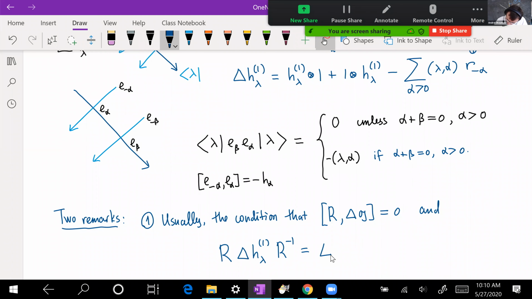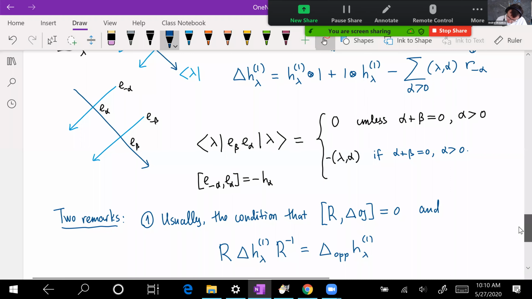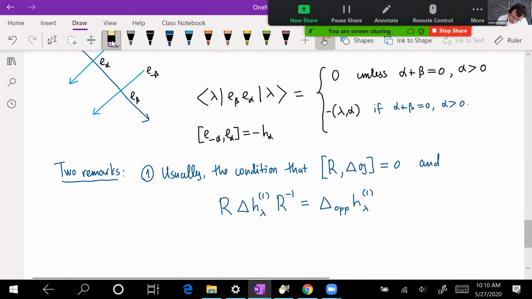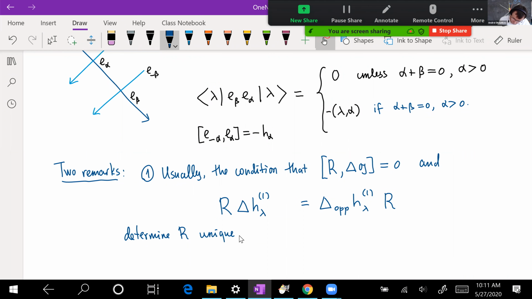So this would be the opposite coproduct, and the opposite coproduct is where you exchange alpha and minus alpha here. These are both linear equations on R, so maybe I'll write it like this. And usually these equations determine R uniquely.